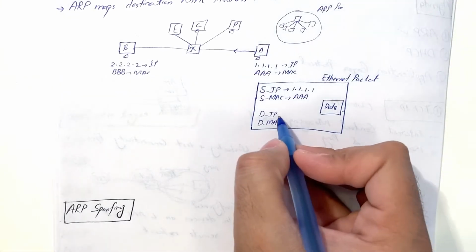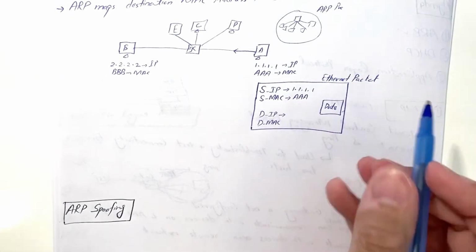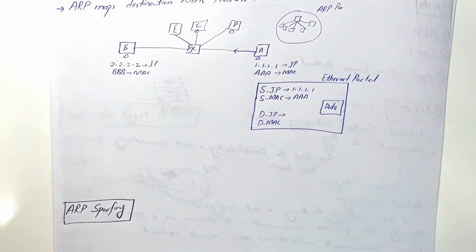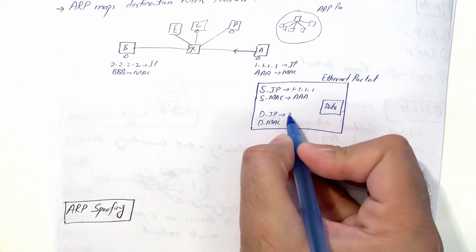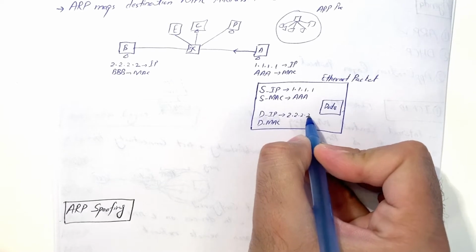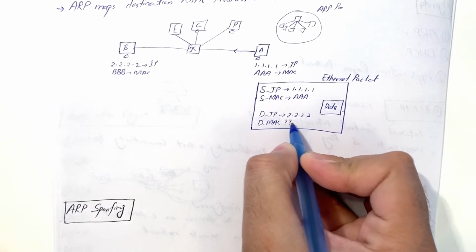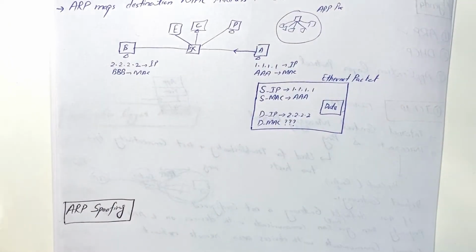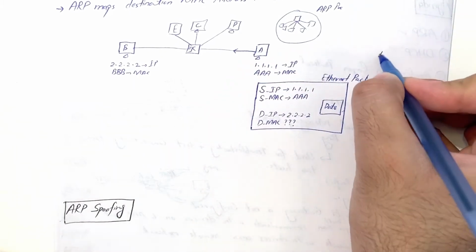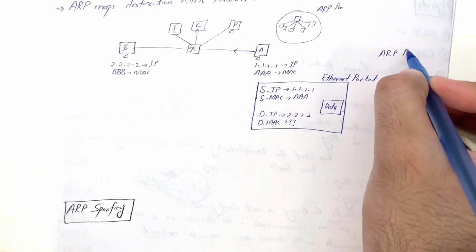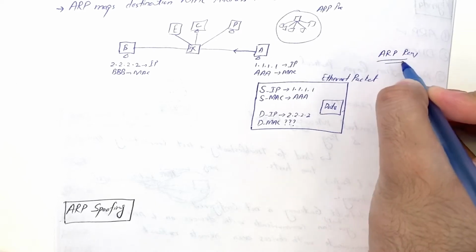We know the destination IP address because we want to send to a computer, and that's why we know the IP address. So we know the IP address 2.2.2.2, but currently we don't know the MAC address. How can computer A find the MAC address of that device? Computer A will broadcast a request which is called ARP request.